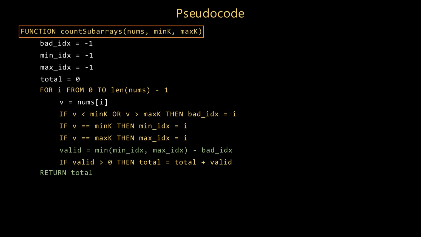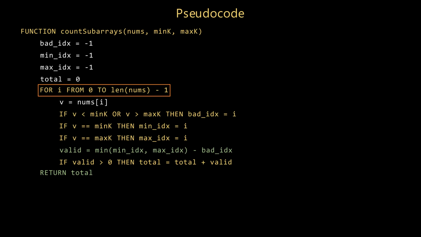Function countSubarrays takes nums, minK, and maxK. badIdx tracks the last out-of-bounds position, starting at -1. minIdx tracks the last index where we saw minK. maxIdx tracks the last index where we saw maxK. total accumulates the answer, starting at 0.